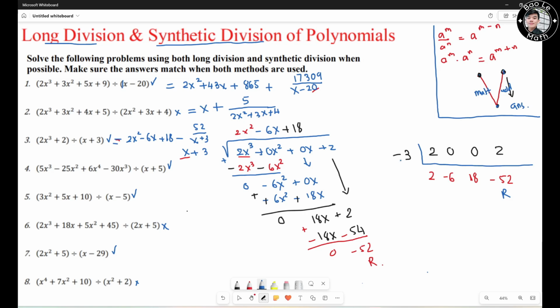Alright, and you need to write the answer like this. This is s cubed, this is s squared, this is s, and this is the constant. Then you reduce one power, so it's going to be s squared, s, and the constant. So it could be 2s squared minus 6s plus 18 minus 52 over s plus 3.